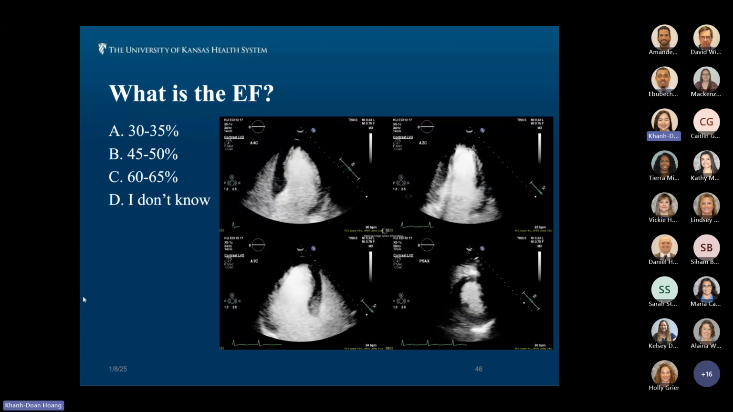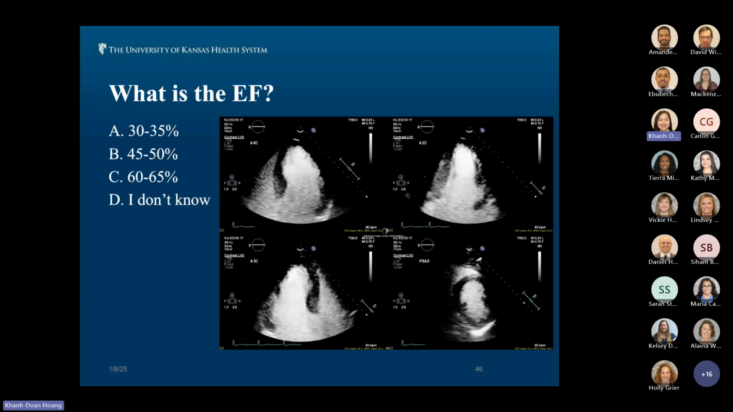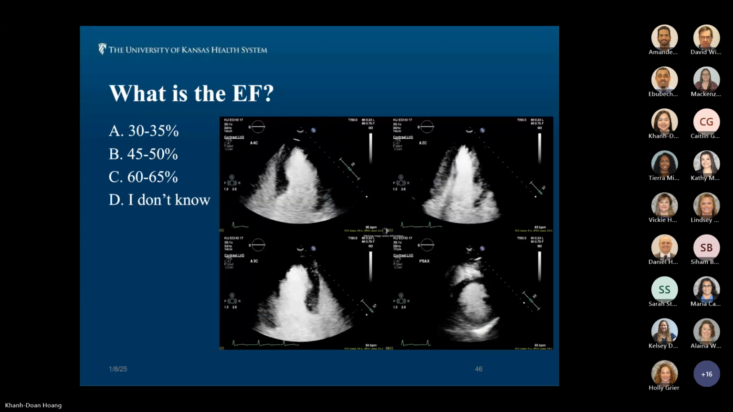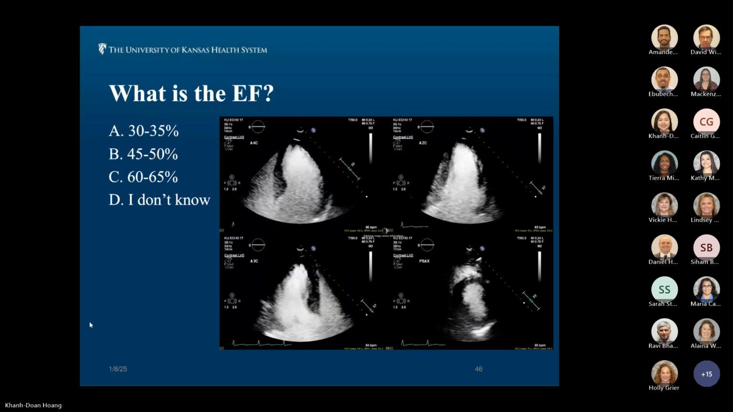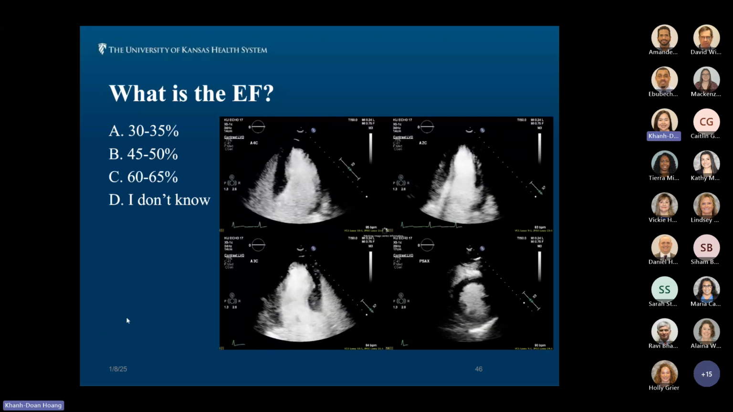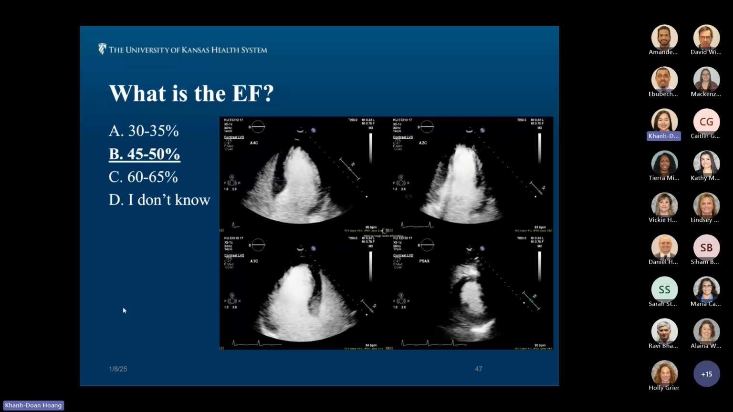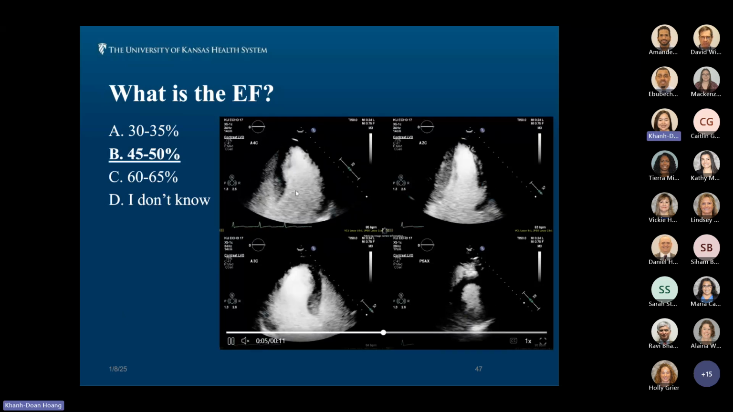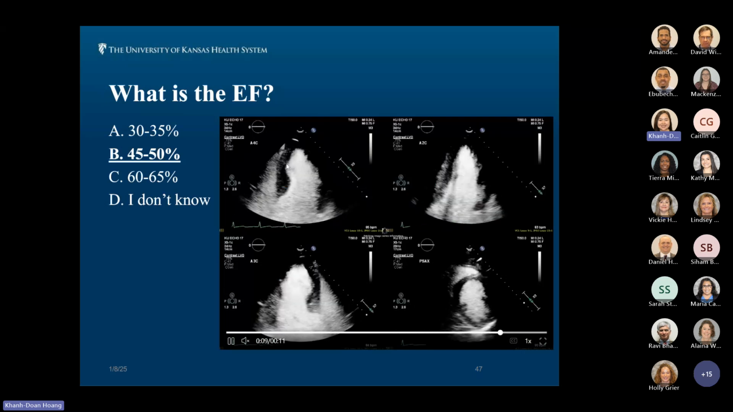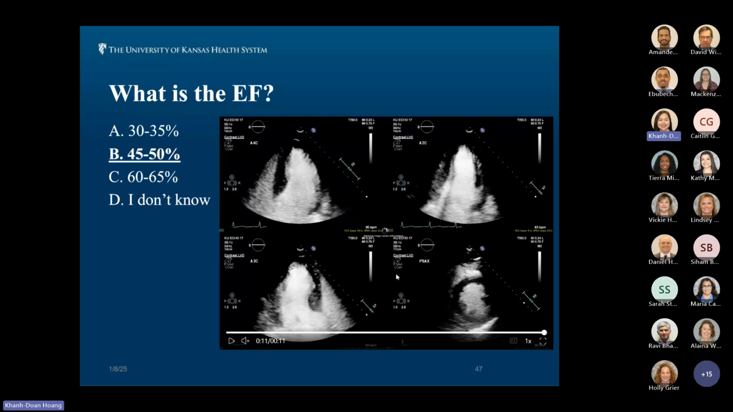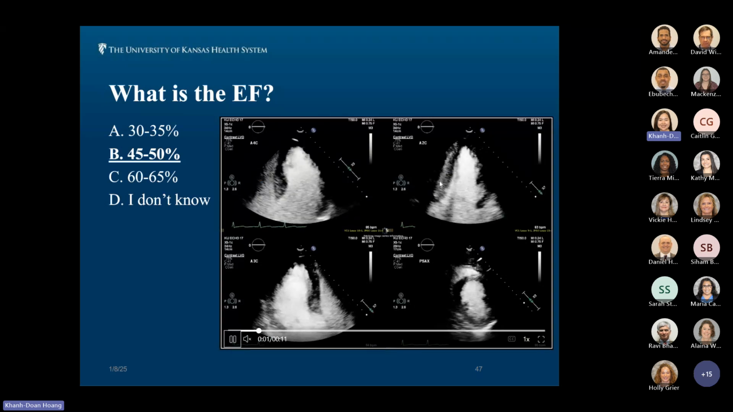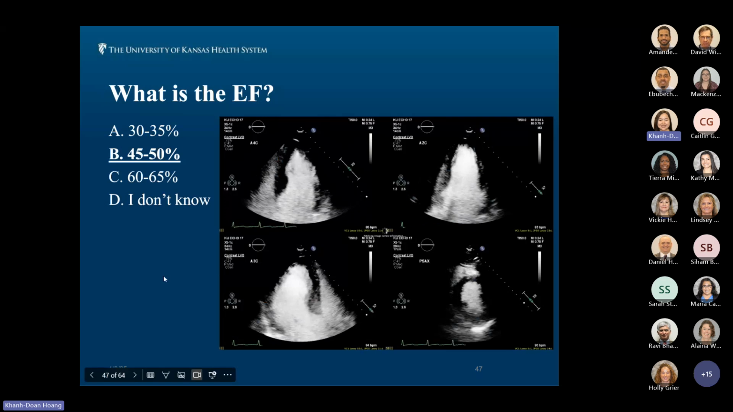All right, next case. What's the ejection fraction? Okay, so it is B. We're doing good. So, you know, it's not too bad, right? The systolic function is not too bad, but it doesn't look completely normal. Slightly, very mildly reduced, especially if you're looking at like here, right? So 45, 50%.